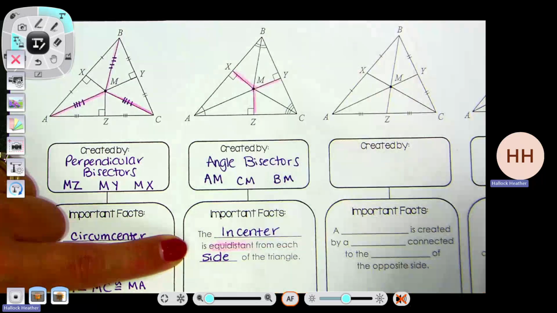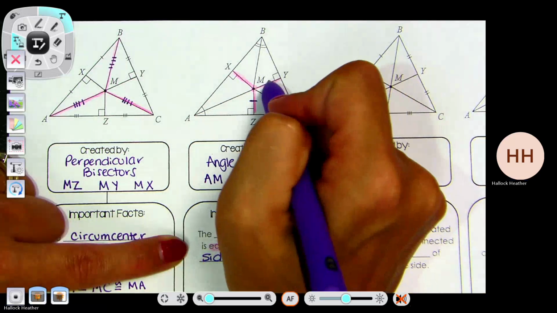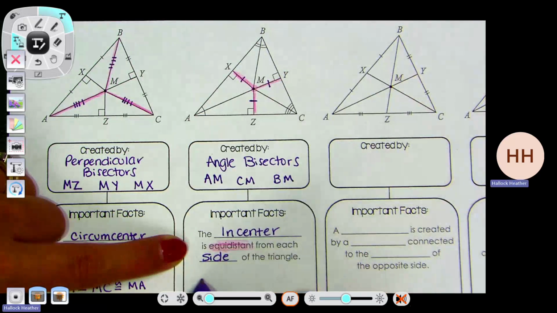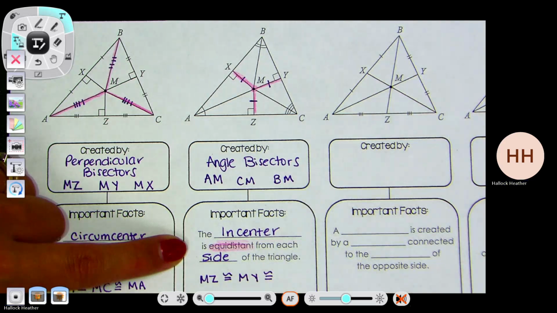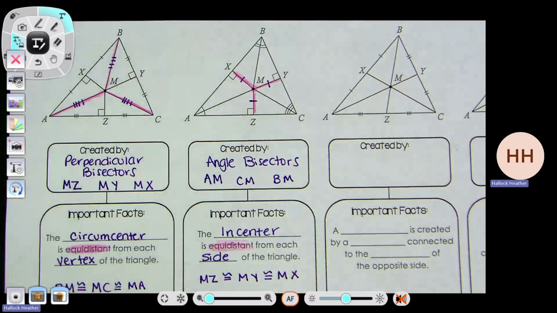So if you look at your picture, they look like they're the same length. So not only are we going to highlight it, but we are also going to put a tick mark. Tick mark, tick mark. So we're going to say MZ is congruent to MY, which is also congruent to what? MX. So they look very similar, but notice that the markings are in different parts. There's more markings that we're going to add to this picture that actually don't have it listed for some reason, but we're going to add it anyways.